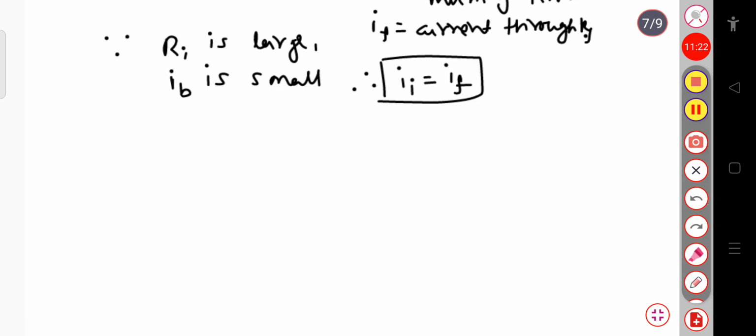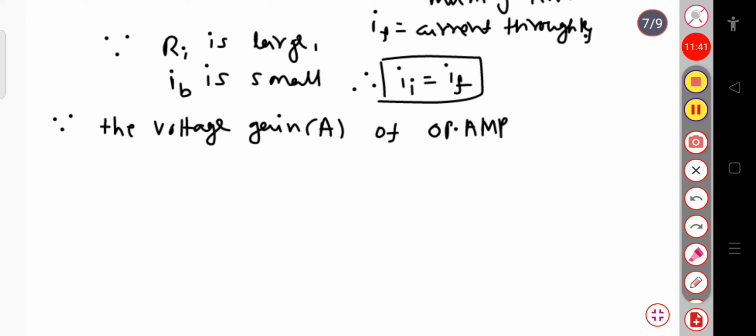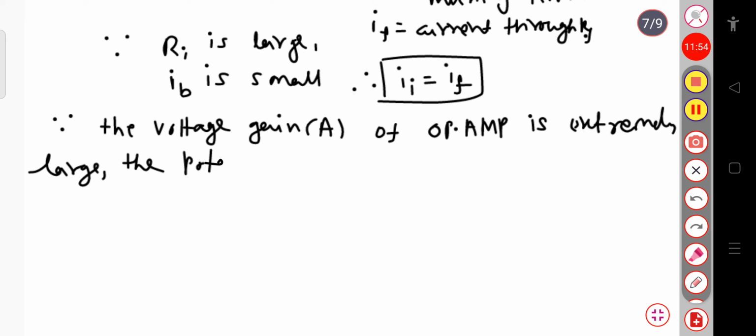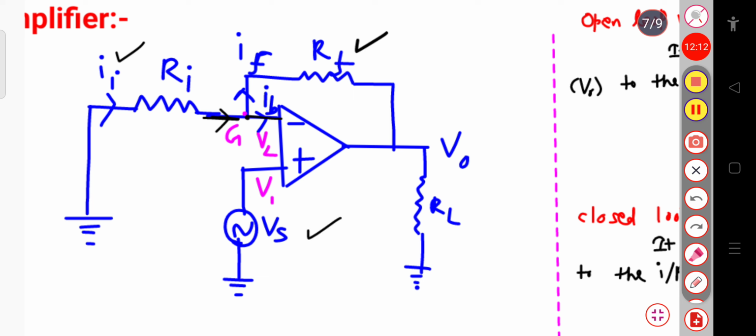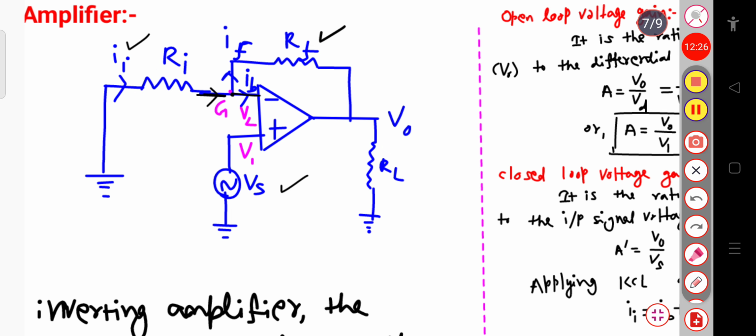Since the voltage gain A of the op amp is extremely large, the potential at the point Z is also Vs. You can see from this diagram that across the non-inverting terminal the voltage Vs is given, but here at the point Z you will feel the same signal, that is your Vs.